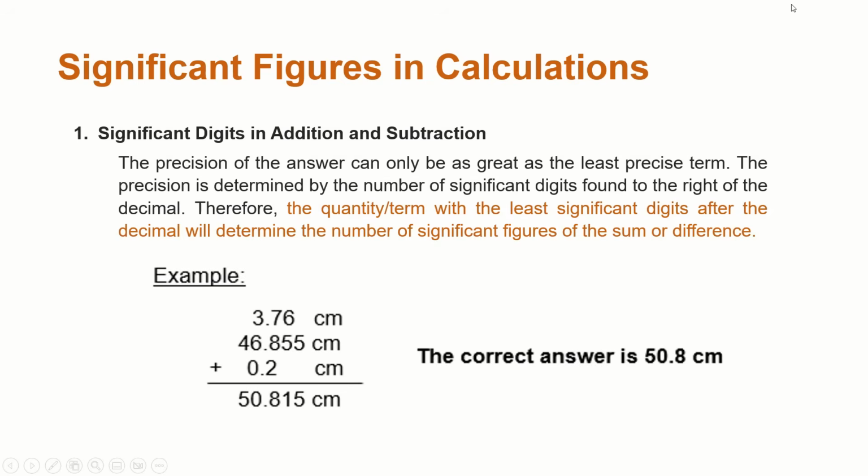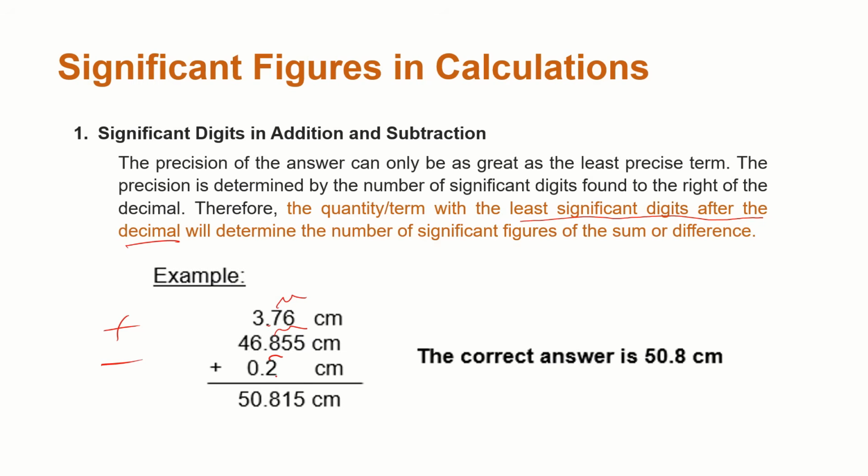So, how do we apply the correct number of significant figures in calculation? So, for addition and subtraction, you need to look at the least number of decimals. Look for the least significant digits after the decimal point. So, for example, dito, di ba, after the decimal point, ito, meron tayong 2 significant digits, ito, meron tayong 3, ito, meron tayong isang significant digit. So, ang kailangan nating i-follow dito, in addition and in subtraction, you need to follow the value with the least significant digit after the decimal point.